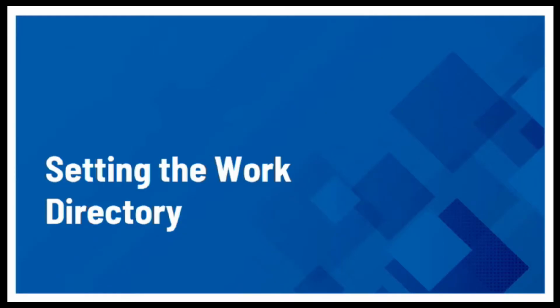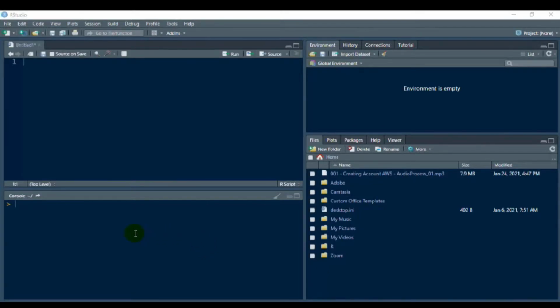Hi and welcome to this lab session. In this lab, we will look at how to set up your working directory in RStudio. Here is the console. We have already seen this. I have just changed the layout and background color and font. Here at the bottom right corner, you can see the files that are present in the working directory.